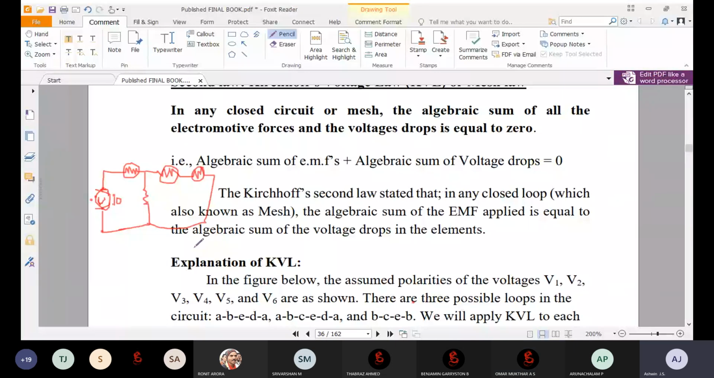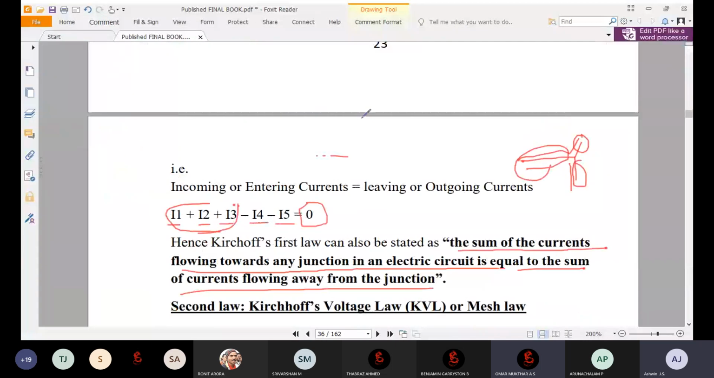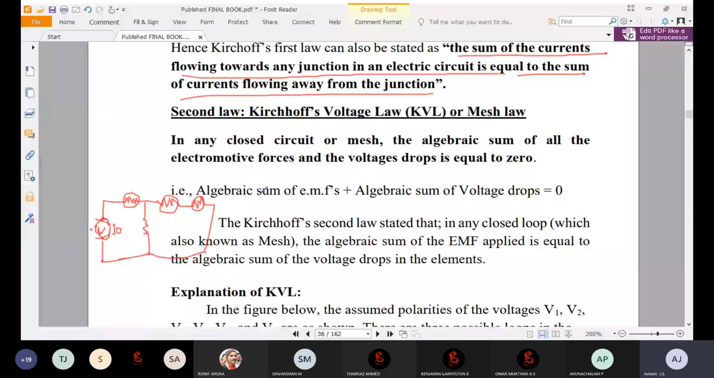Can you see the screen right now, the book? First law, second law. So now we are going to see the second law, Kirchhoff's voltage law. Here, whatever voltage is dropping will be equal to your supply voltage. That is common, right? You know that.